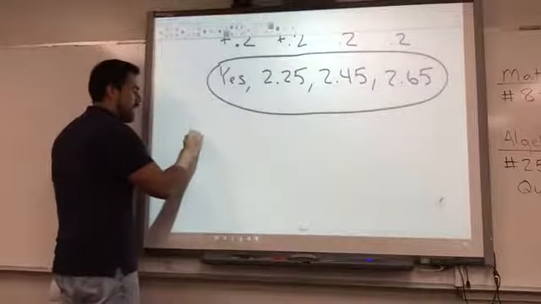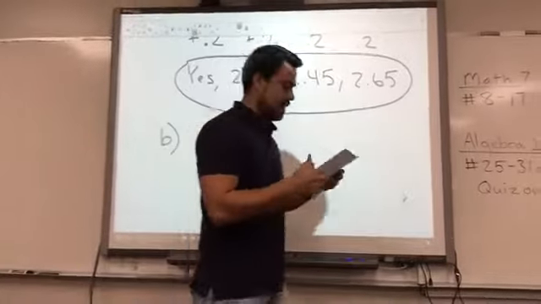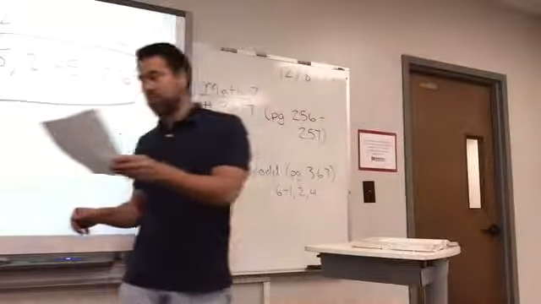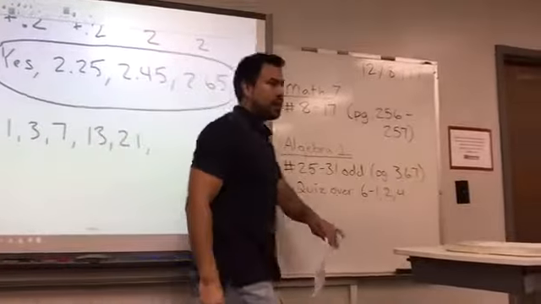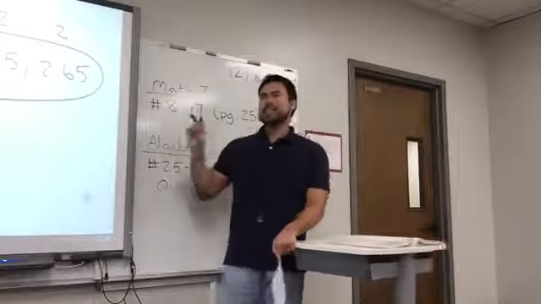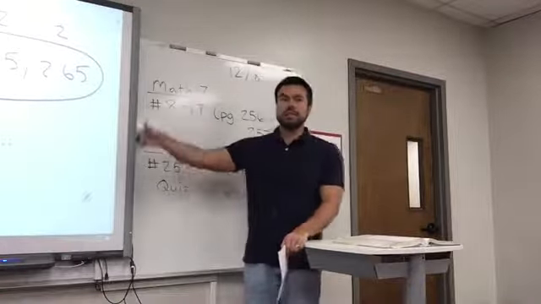All right, that's example A. Example B. Now we have 1, 3, 7, 13, 21. Okay, is this an arithmetic sequence or not? So you're going to put yes or no, and I need a reason why or why not. Caroline, what do you think? Arithmetic or not? I don't think it is. Because it doesn't have a common difference.